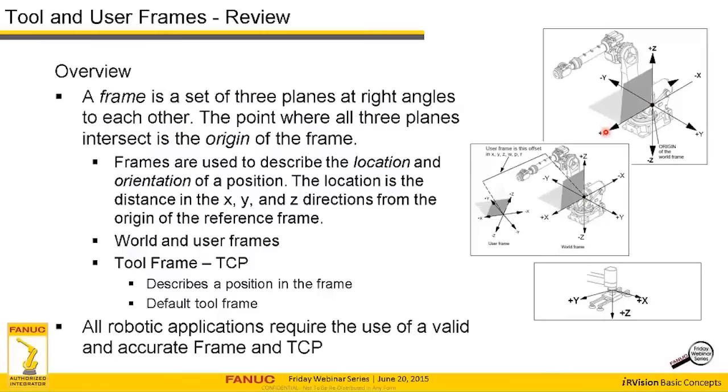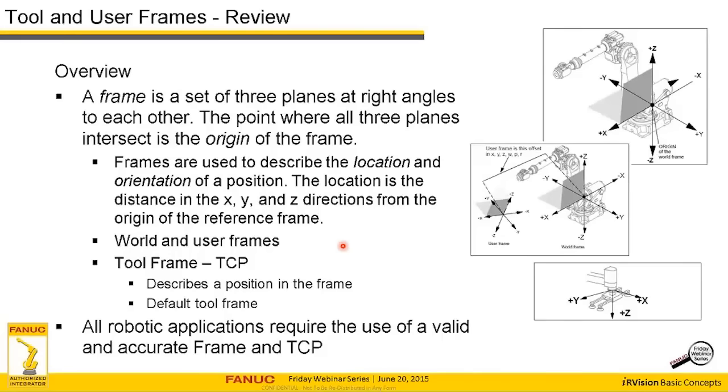Of course, using the right-hand rule, positive X is towards the front of the robot, positive Y is towards the left of the robot as you picture the robot arm. User frames are any of these other frames that are defined by us as users, either through a touch-up process by following a procedure to touch positions in the robot world, or by discrete data entry if we know the exact orientations of that user frame.